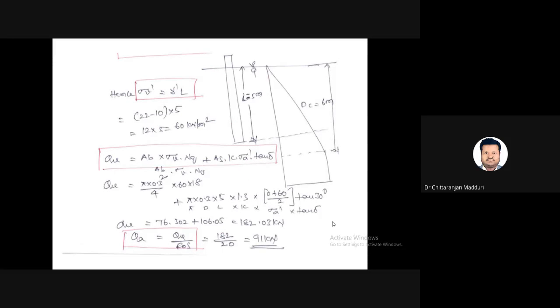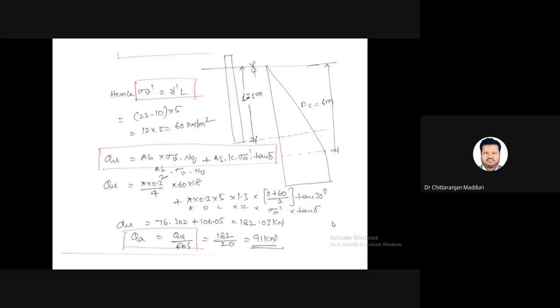Here critical depth is more than length of the pile, so we need to estimate the effective vertical pressure up to length of the pile. So sigma v dash equal to gamma dash into L. Gamma dash equal to gamma sat minus gamma W, 22 minus 10, into length of the pile equal to 5. So 12 into 5 equal to 60 kN per meter square.